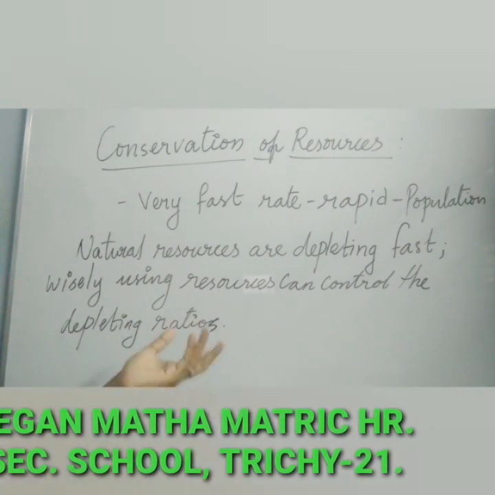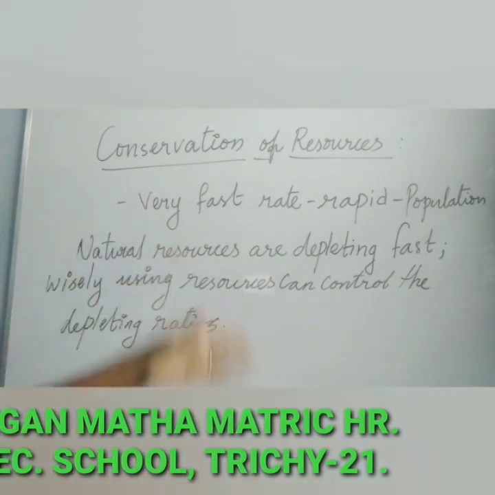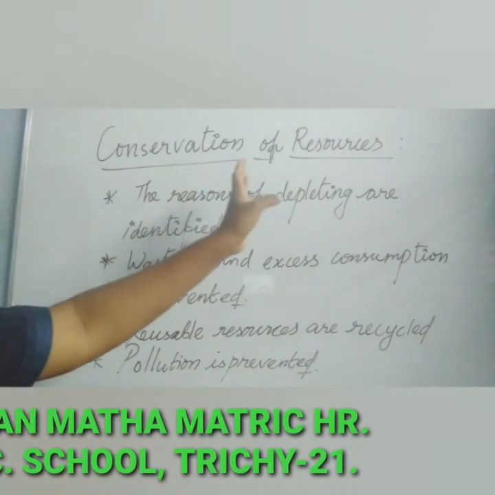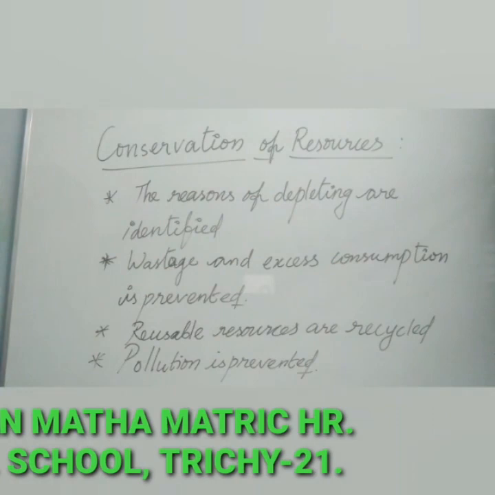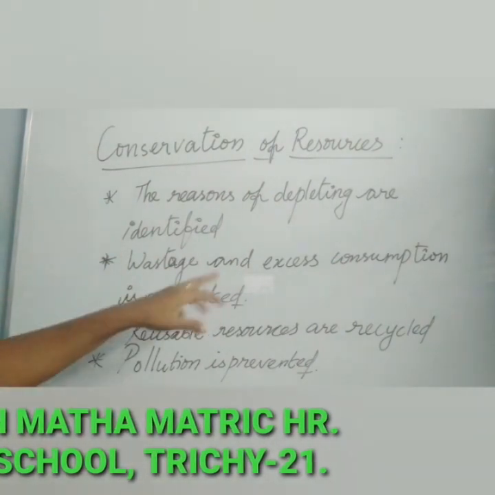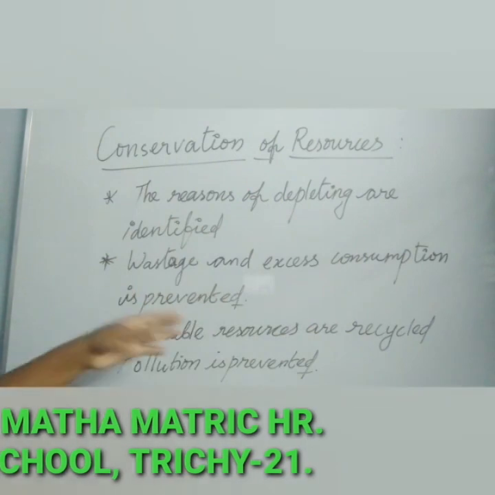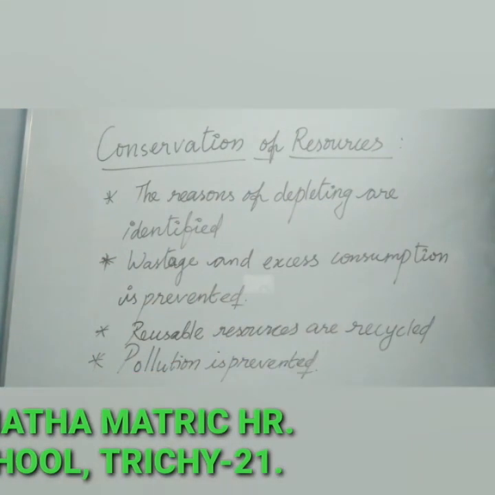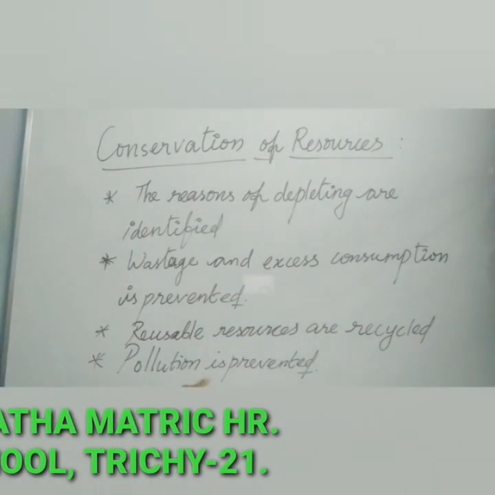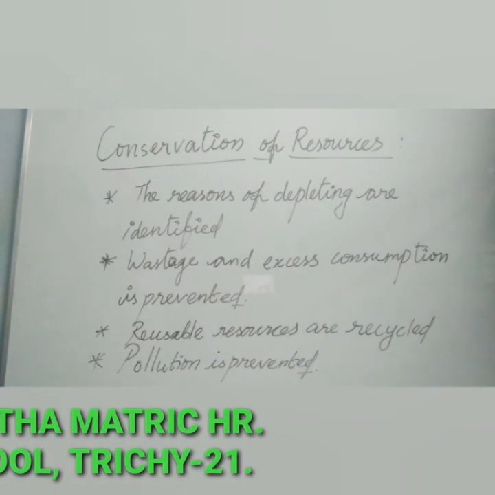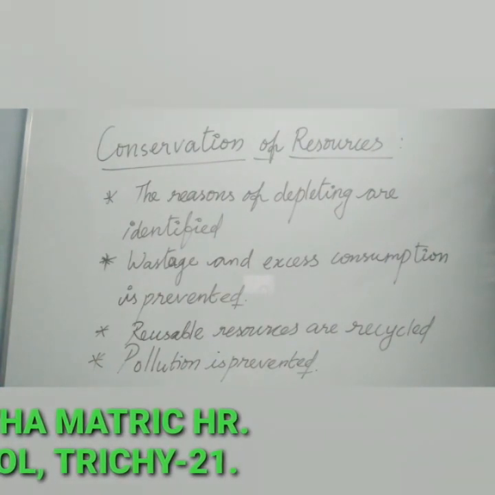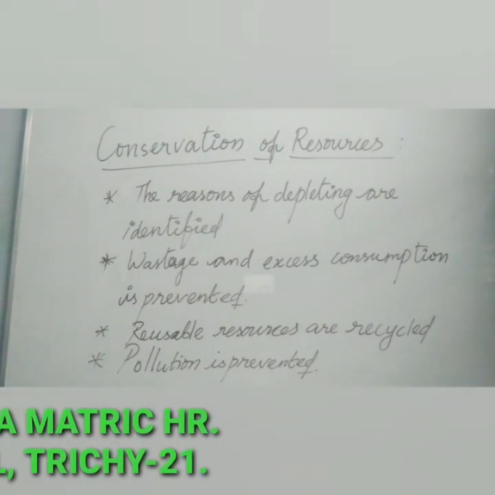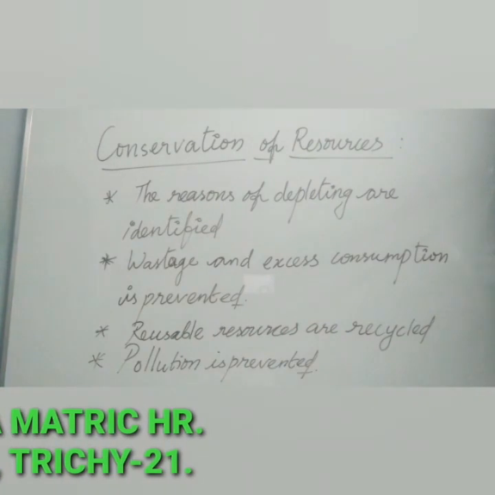Sustainable development can take place when, first, the reasons for depletion are identified. Second, wastage and excess consumption are prevented. Third, reusable resources are recycled. Fourth, pollution is prevented and the environment is protected. Natural vegetation and wildlife are preserved, and alternative resources are used.